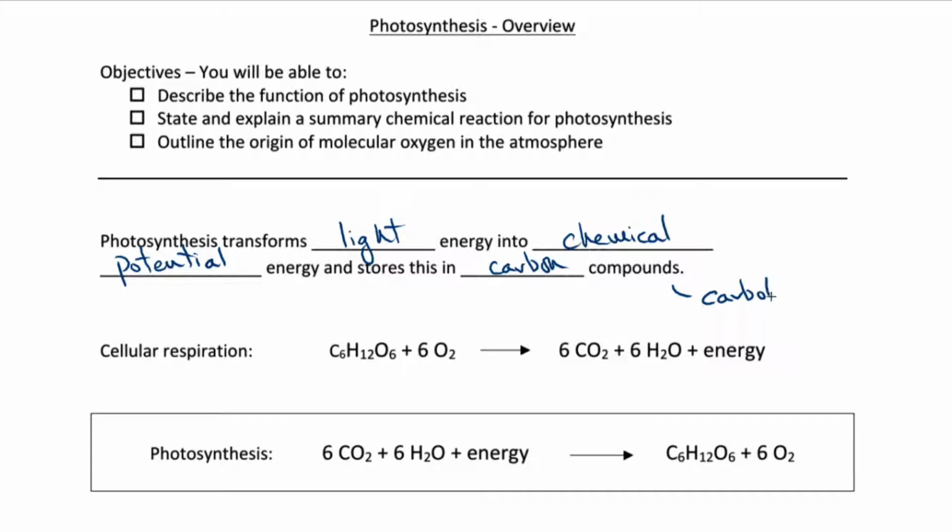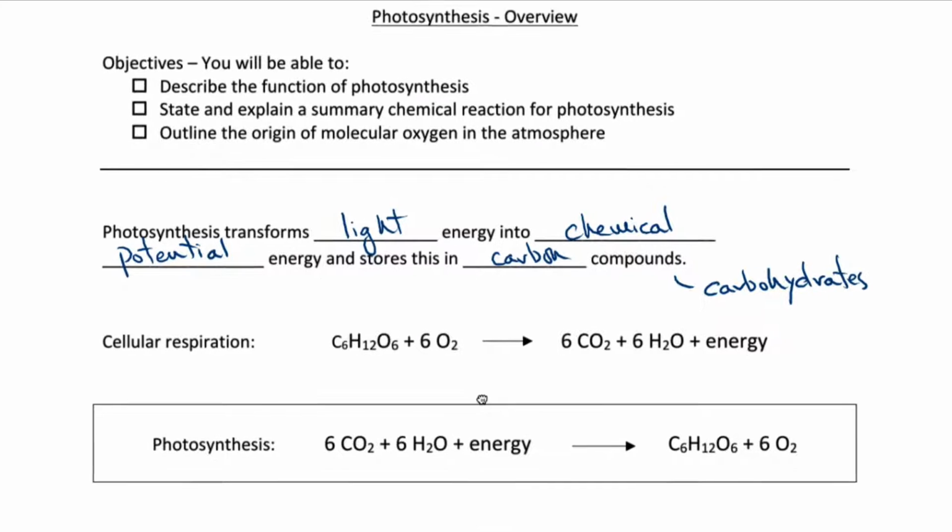By doing this, by storing light energy in carbon compounds, photosynthesis provides energy for entire food chains. Virtually all the energy that living things use originates in solar energy, in light energy, that's captured by photosynthesis. So photosynthesis feeds the living world.